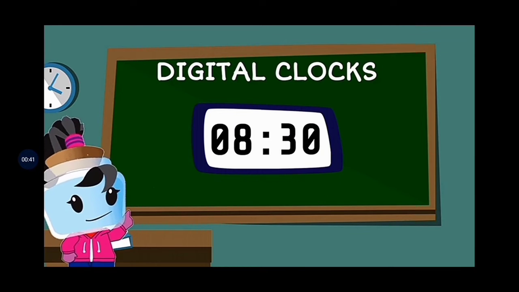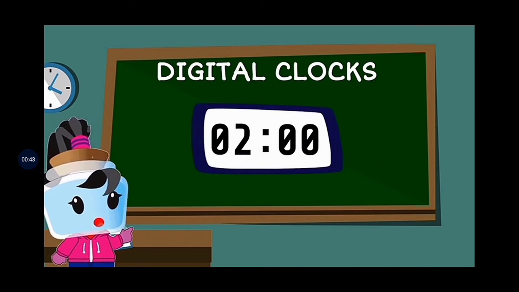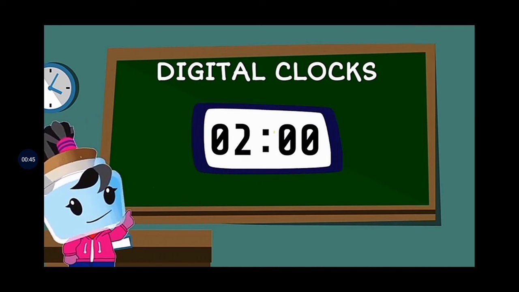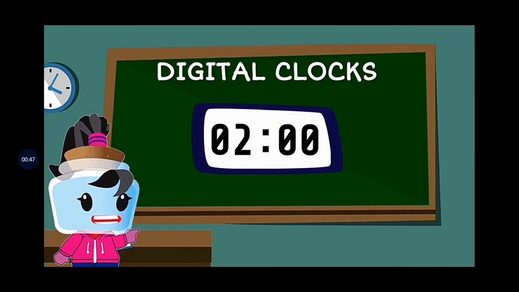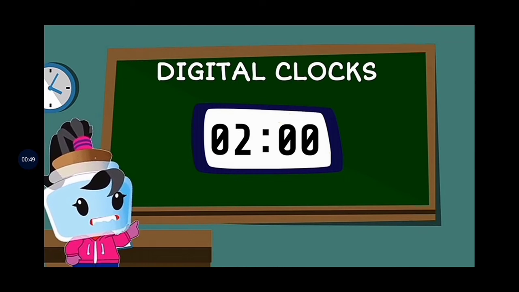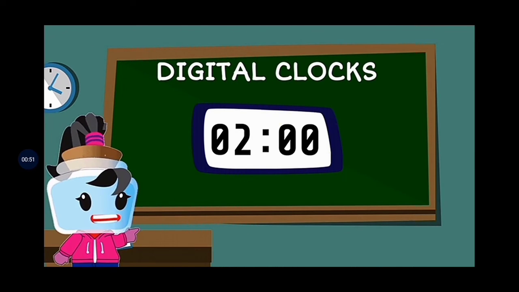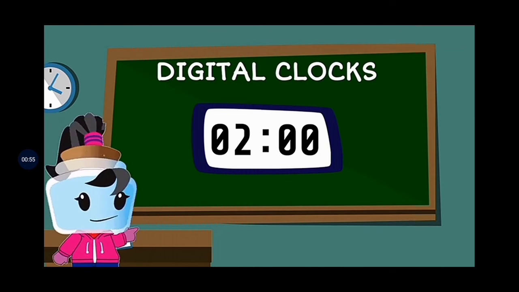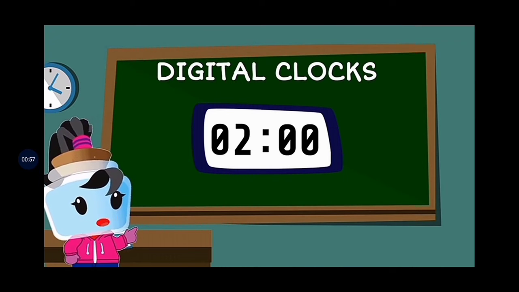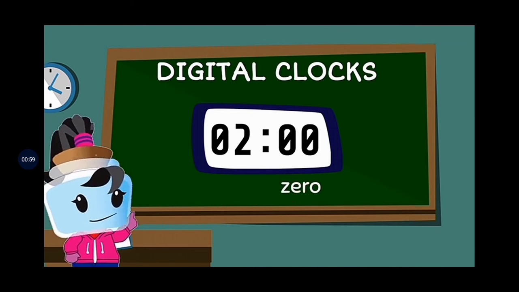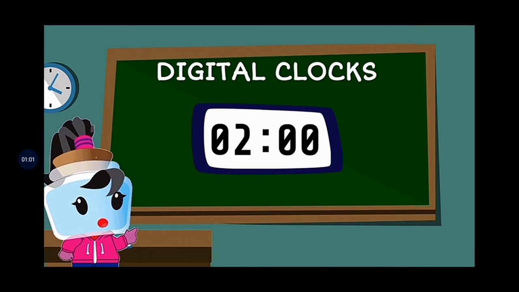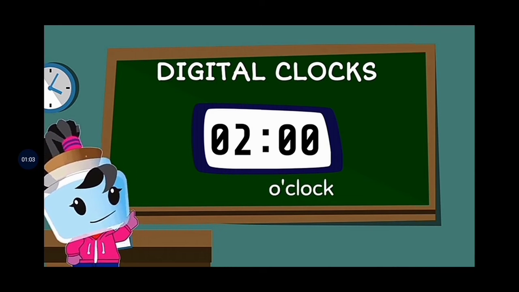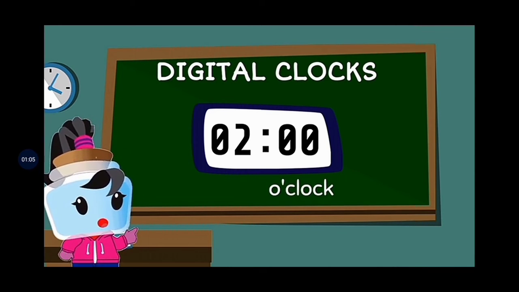Let's try this second clock. Notice that we have two zeros on the right side of the colon. This means 60 minutes or 1 hour has passed. However, we don't read it as 00. In telling time, we read this as o'clock. So this clock reads as 2 o'clock.